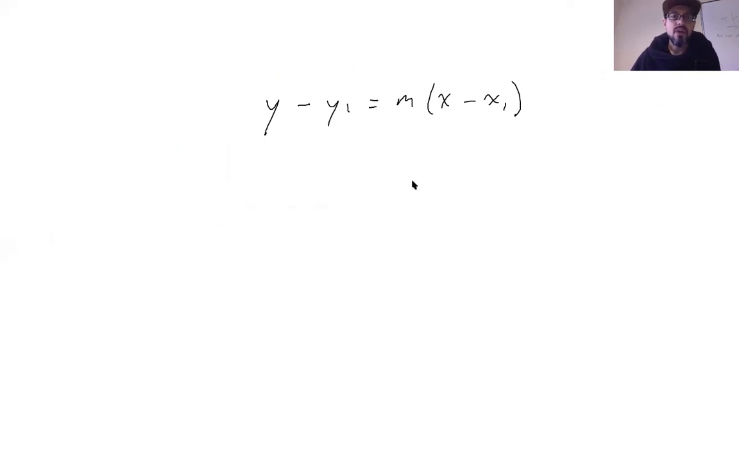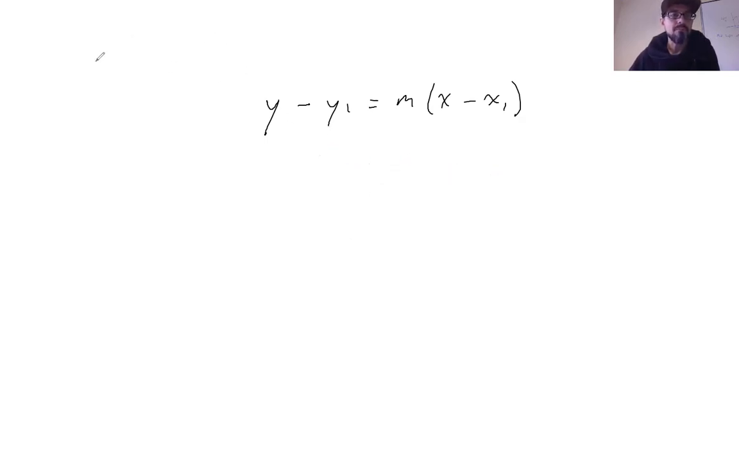A lot of teachers teach this as a substitution process. I prefer to use a pattern. This is the formula where the point given is x sub 1, y sub 1, that's subscript notation, and the slope is m. Let me show you how easy this is if you just follow this pattern.